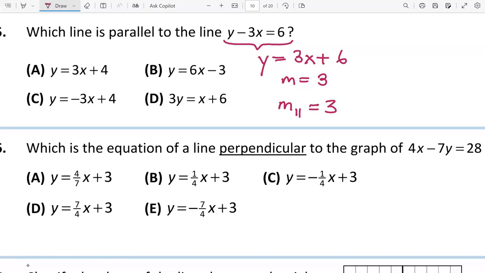So we just need to pick one of the lines that has a slope of positive 3, and that is the line right there.